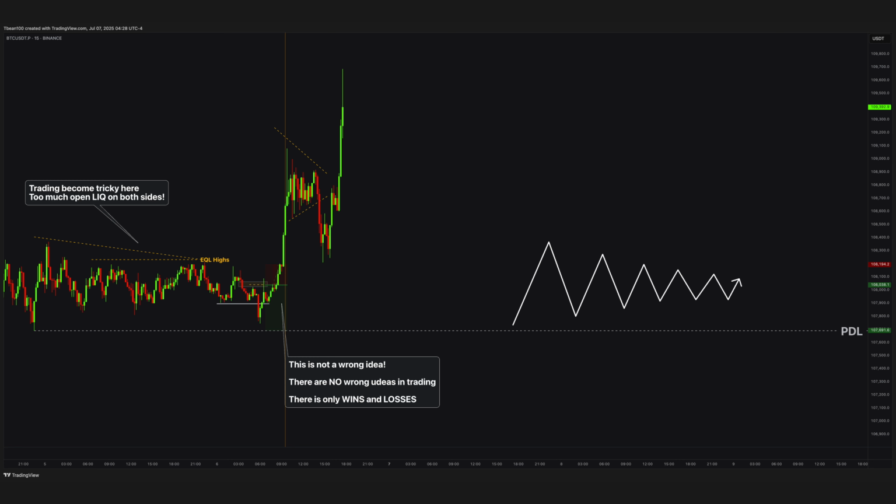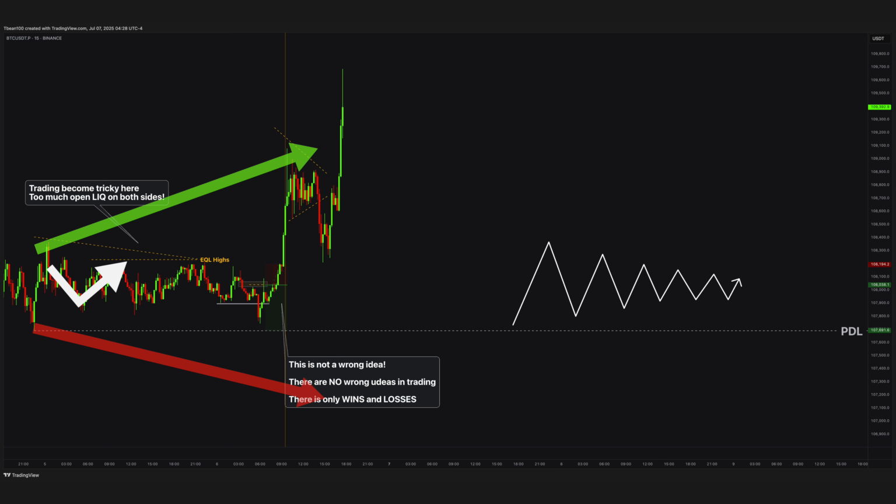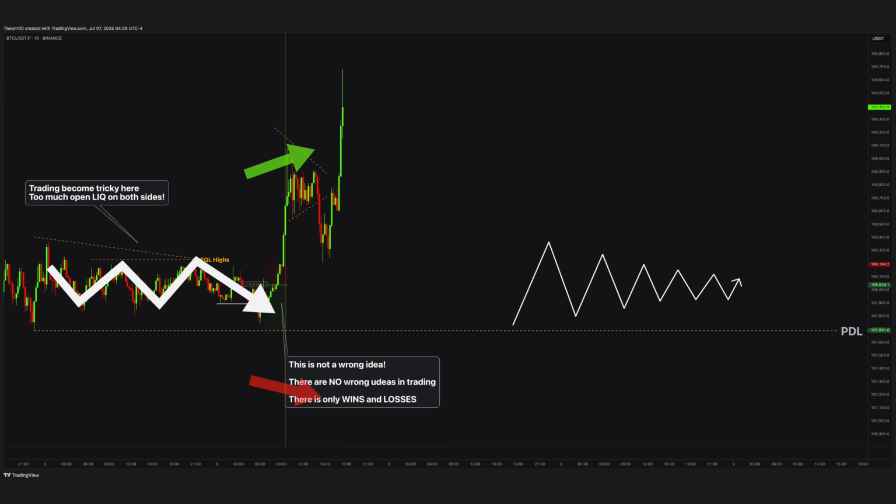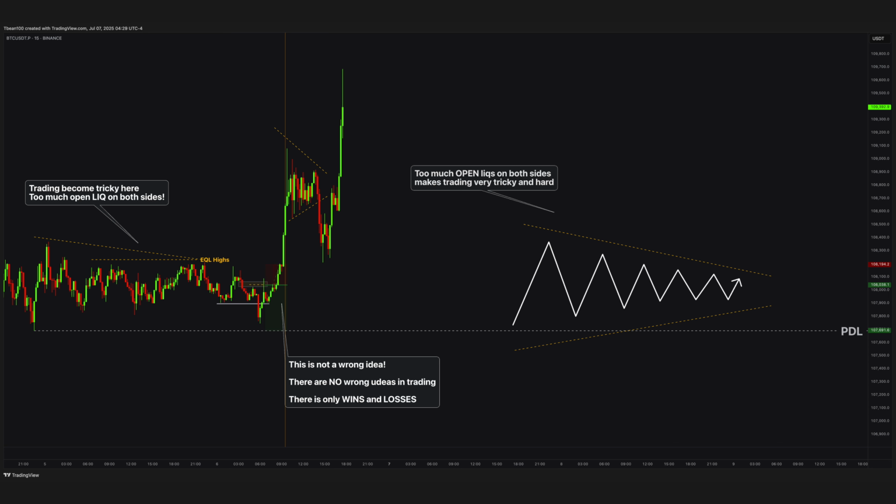Basically, there is no clear structure here. There is no trend. Orders accumulate for a long time without any downtrend or uptrend. There is no bullish or bearish structure. All the price is doing is just creating so many open liquidities on both sides, upside and the downside. These kind of trades are generally extremely choppy and tricky.